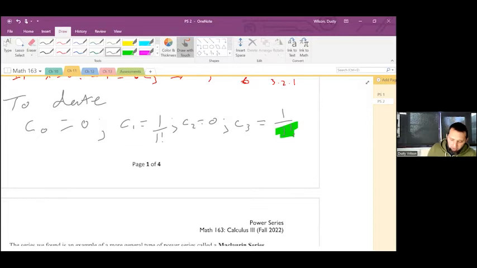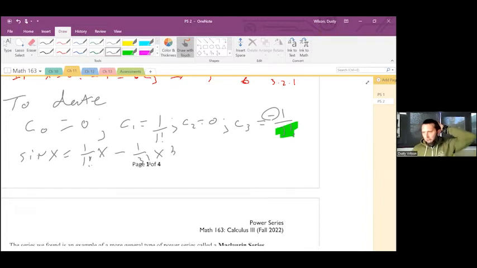So let's see if we can put this together. So that tells us that so far, sine of x is equal to C naught is 0. So then we're going to have 1 over 1 factorial x, minus, I lost my minus over here, minus 1 over 3 factorial x cubed.